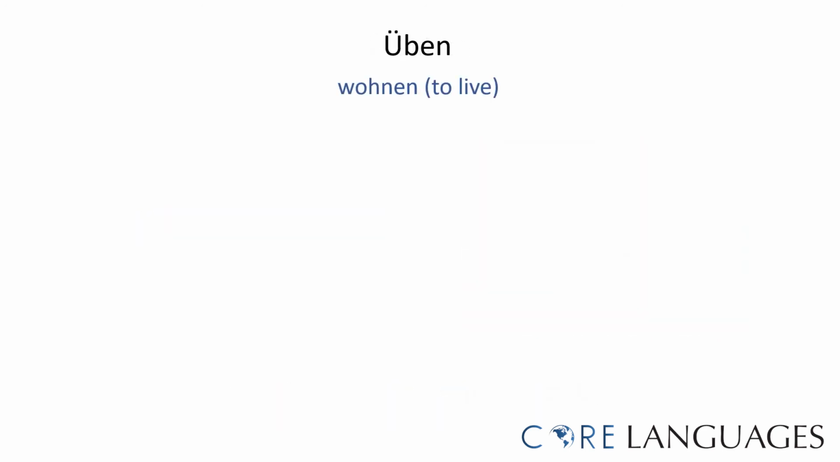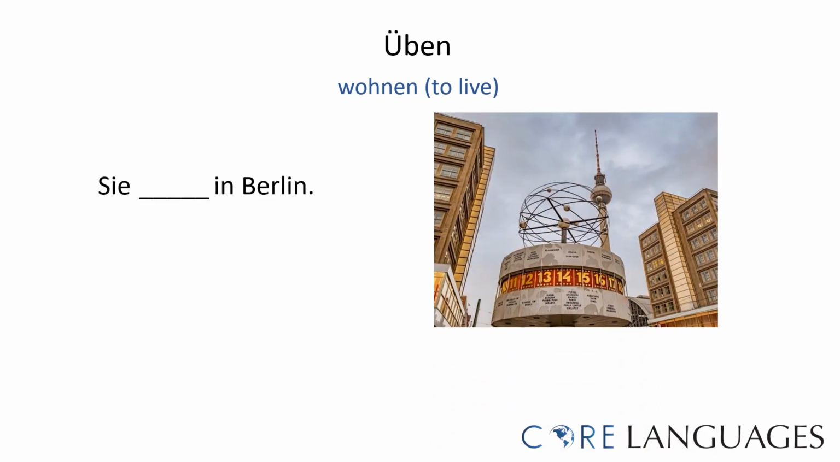How about this example? Wohnen, which means to live or to reside. Choose the correctly conjugated form. Sie wohnt or sie wohnst in Berlin. The correct conjugation is sie wohnt in Berlin. She lives in Berlin.